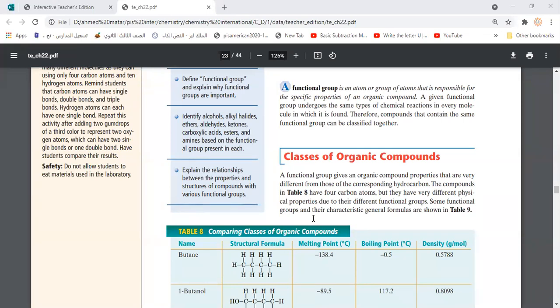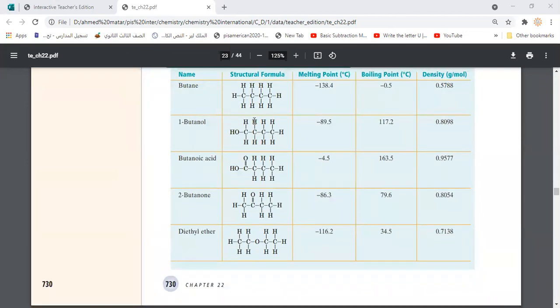Here, for example, this table shows different organic compounds which have the same number of carbons. All of them contain 4 carbons, but each one has a different functional group than the other. The first one here, butane, is a simple hydrocarbon. There is no functional group, just 4 carbons attached to each other by single covalent bonds. So let's compare this compound to the next.